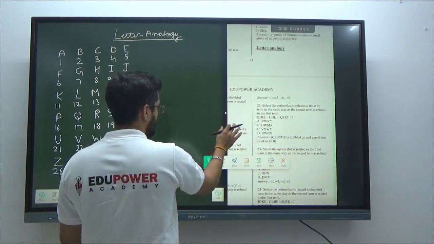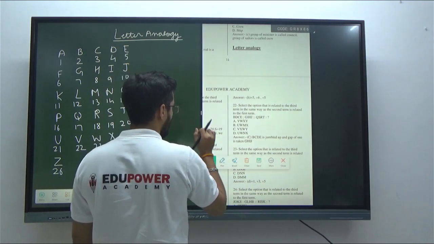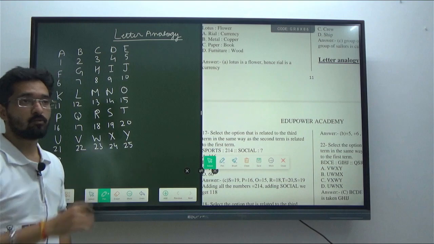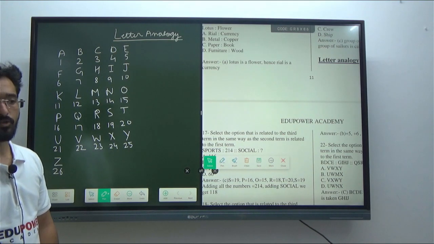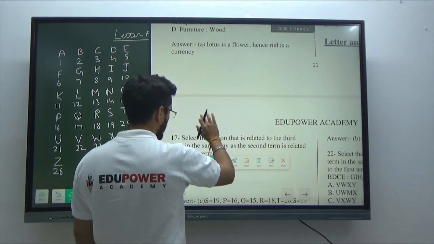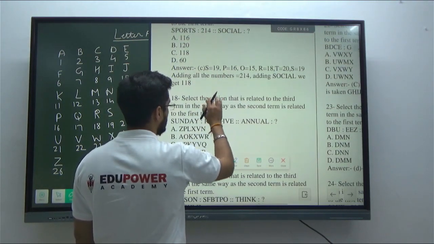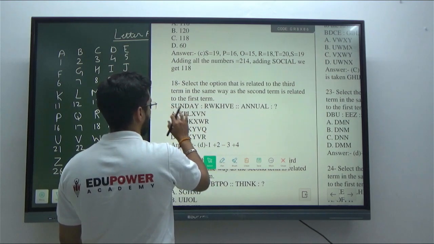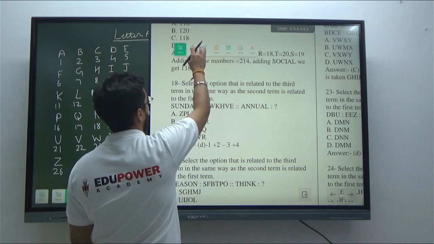Now, using these letters we solve questions of letter analogy. कैसे solve करेंगे समझते हैं. देखो, question is of this form. इस तरह क्वेश्चन आएगा इसमें.